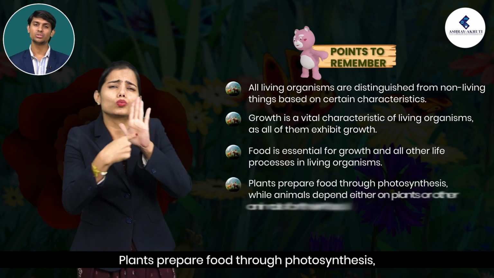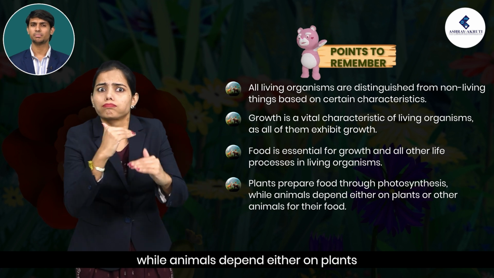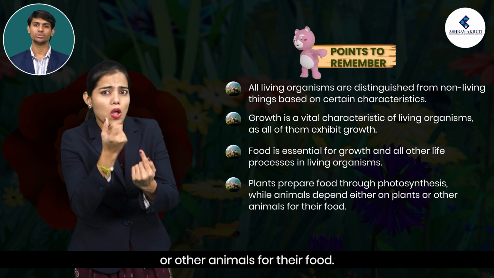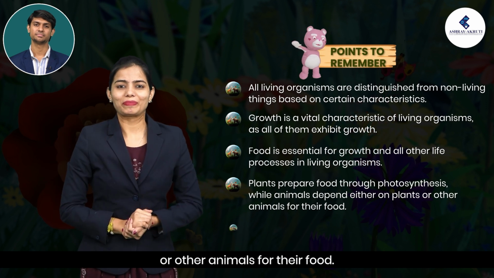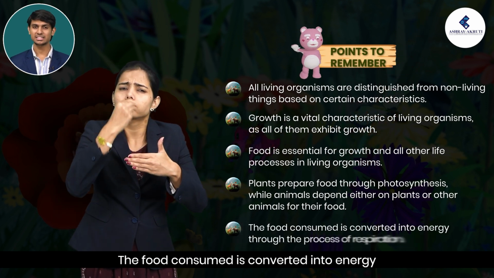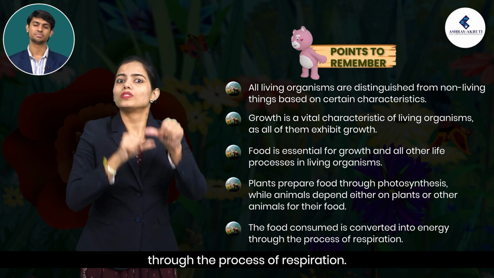Plants prepare food through photosynthesis, while animals depend either on plants or other animals for their food. The food consumed is converted into energy through the process of respiration.